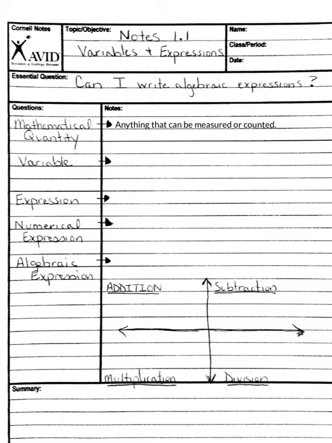You're going to hear the word variable, and we're going to work with variables a lot in math. And it is a symbol, usually a letter, that represents an unknown value. So it is a symbol, usually a letter, that represents an unknown value.